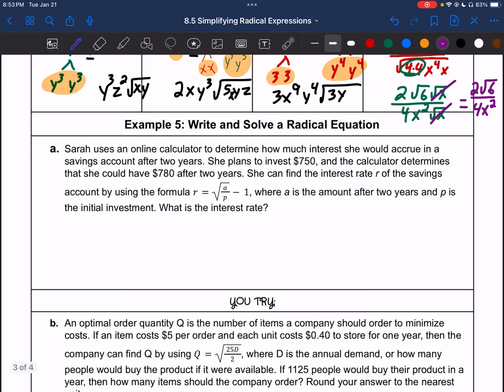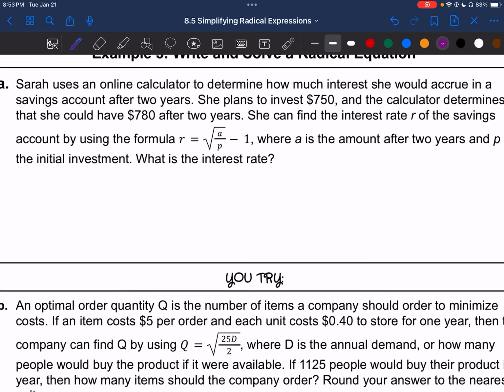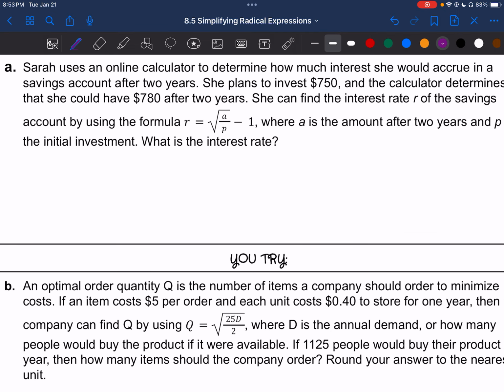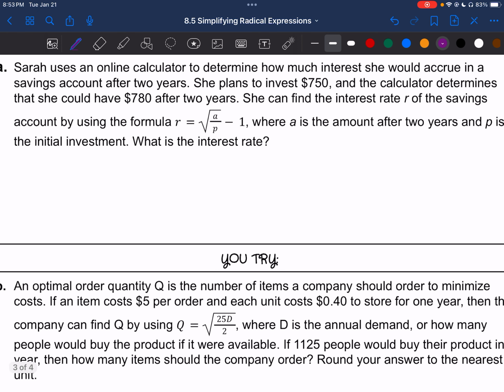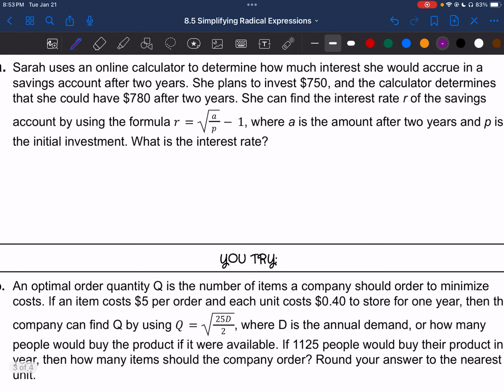All right. So let's take a look at letter A here. Sarah uses an online calculator to determine how much interest she would accrue in a savings account after 2 years. She plans to invest $750, and the calculator determines that she could have $780 after 2 years. She can find the interest rate R of the savings account by using the formula R equals the square root of A over P, all minus 1, where A is the amount after 2 years, P is the initial investment.